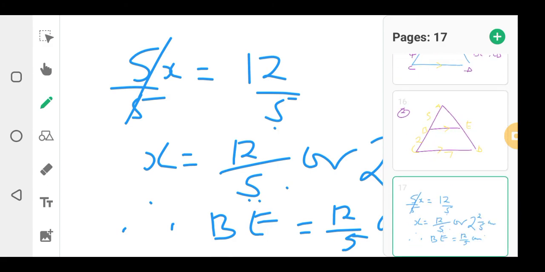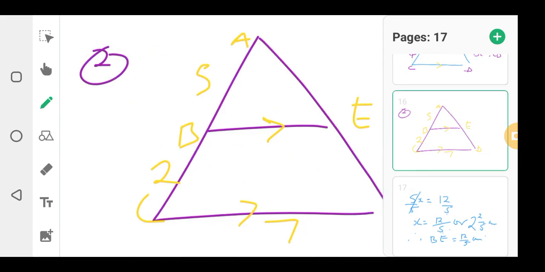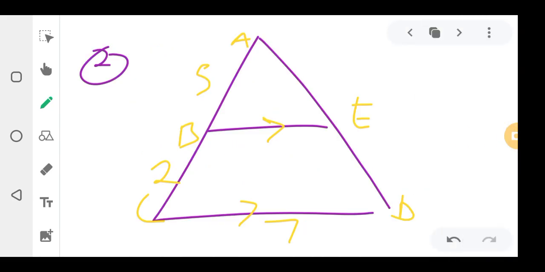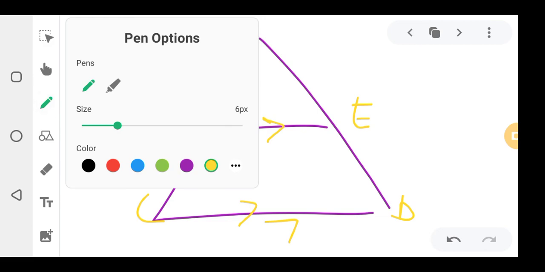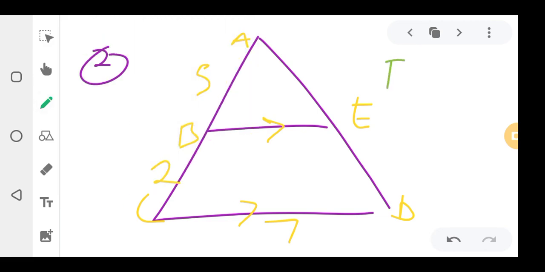Where's that question? This one. Yes. So the question is, find BE. I taught you to split it into triangles. Since here you are looking for 1 unknown, it means you can put X. The other one where there are 2 unknowns, you can't put X.